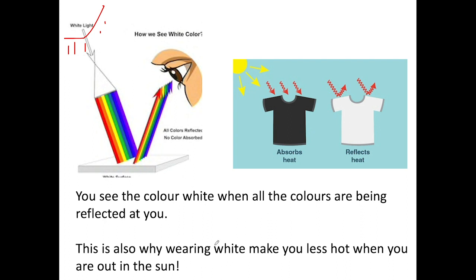And this is also why wearing white in the sun makes you less hot. So white is being reflected back. None of this heat energy is being trapped because all of these colors are being bounced right back off. So that's why you don't get as hot when you're wearing a white t-shirt.